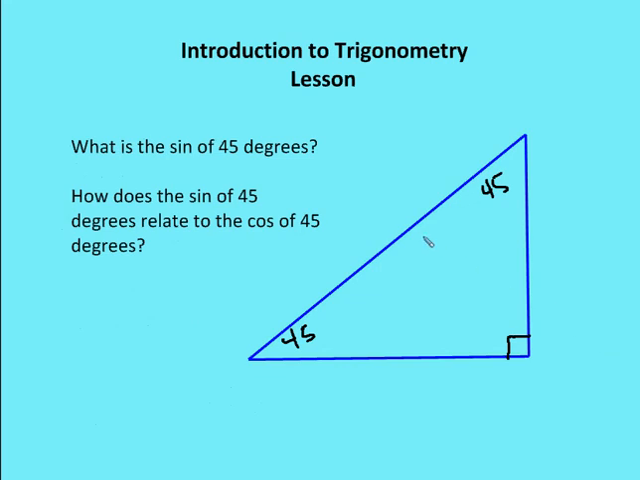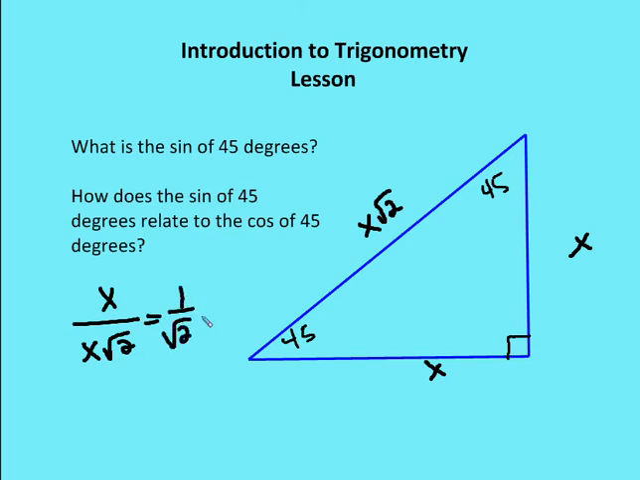Okay, what's the sine of 45 degrees? So now we're on to 45, 45, 90 triangles. And I established my relationship, 45, 45, 90 triangles, as x, x, and x root 2. And so the sine of 45 degrees is going to be the opposite over hypotenuse, which is x over x root 2, which gives me 1 over root 2. And again, I have to multiply by root 2 over root 2 to rationalize the denominator, which gives me root 2 over 2.